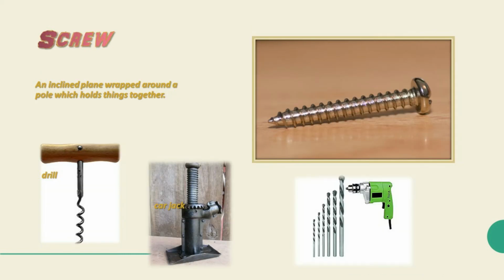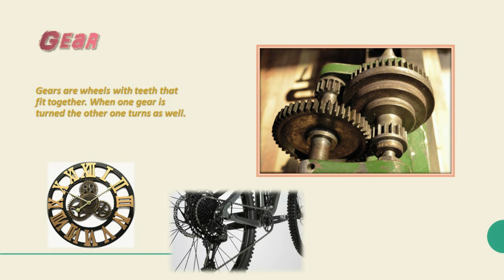Afterwards, screw. A screw is an inclined plane wrapped around a pole which holds things together or lifts material. It looks like a nail with grooves cut into it. Nut and bolt, car jack, and drill gun are common examples.